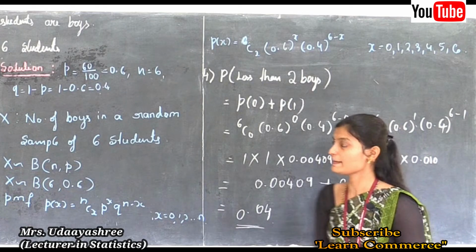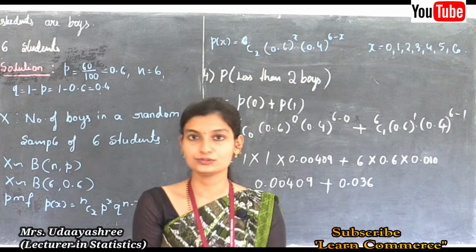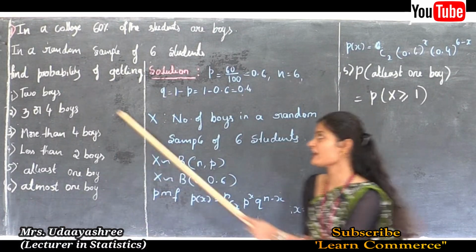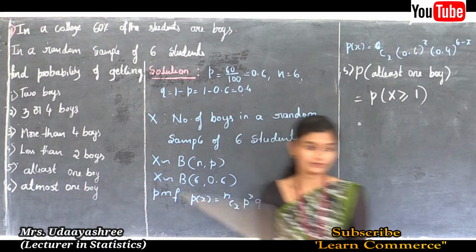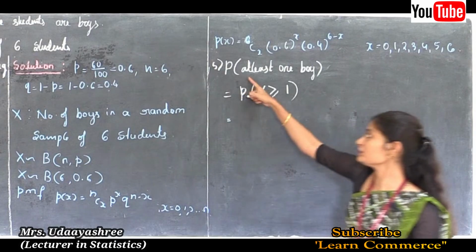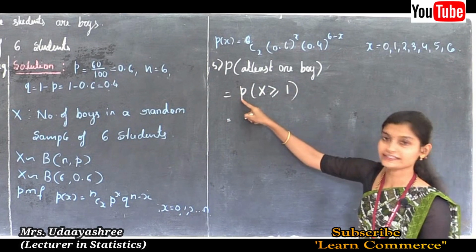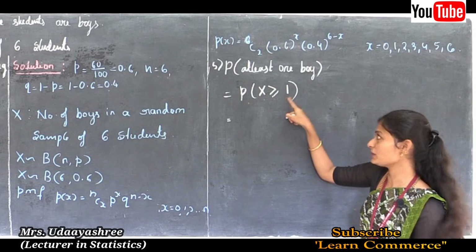Okay, this is the calculated answer of probability of getting less than 2 boys. Next, we are going to find the value of probability of getting at least 1 boy. Here, probability of getting at least one boy, we can write it as P of X greater than or equal to 1.